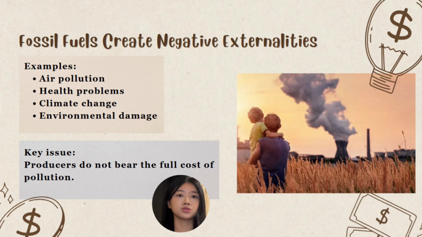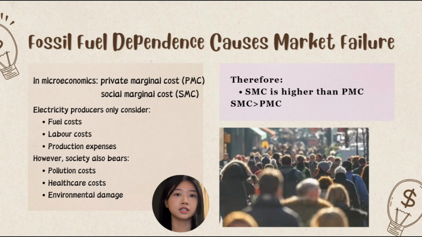In Malaysia, the use of fossil fuels contributes to problems such as air pollution, health issues, climate change, and environmental damage. Although electricity producers benefit from lower production costs, society bears the wider consequences of pollution. This means producers do not bear the full social cost of their actions, which leads to inefficient resource allocation and reduced social welfare. This situation is considered a market failure in microeconomics.